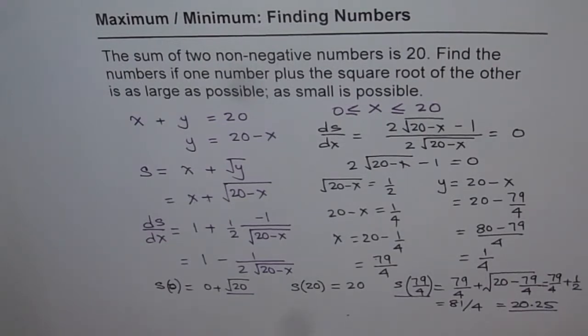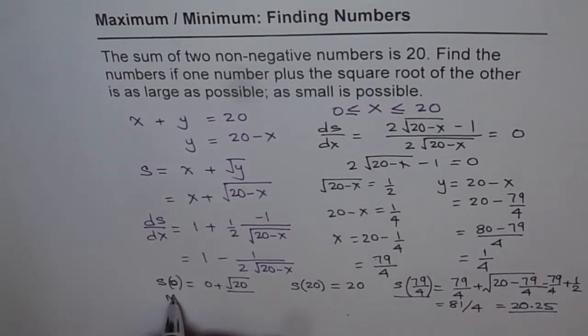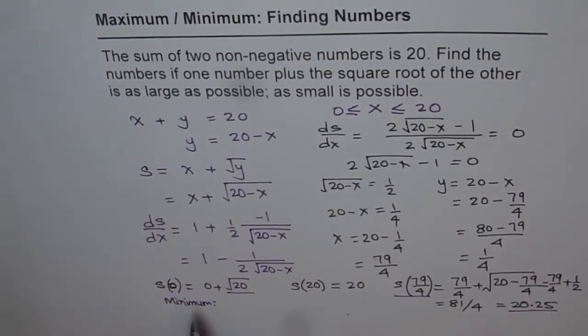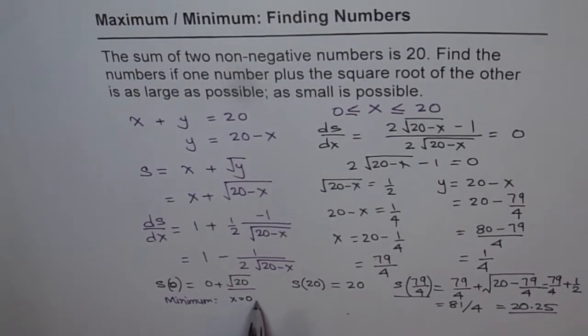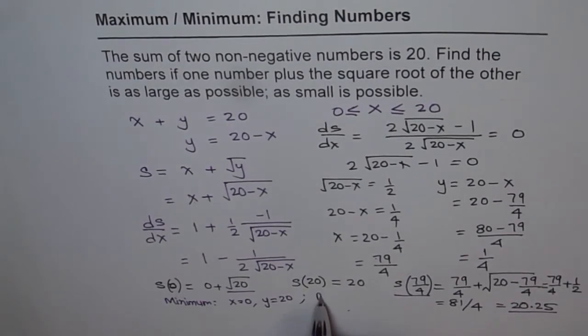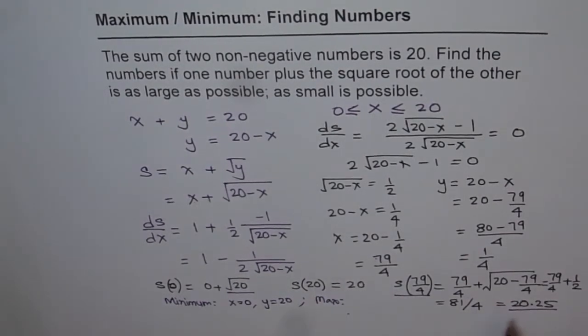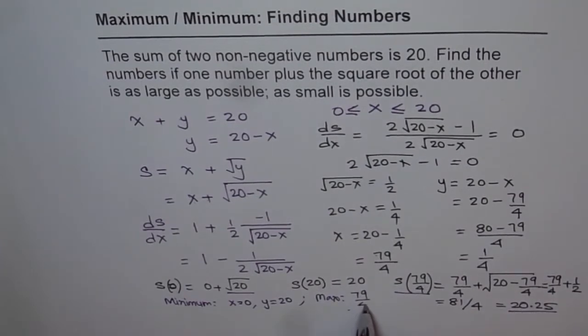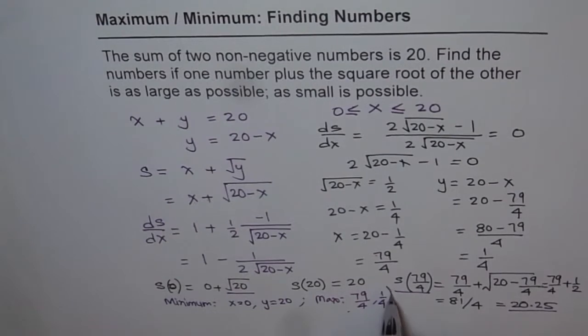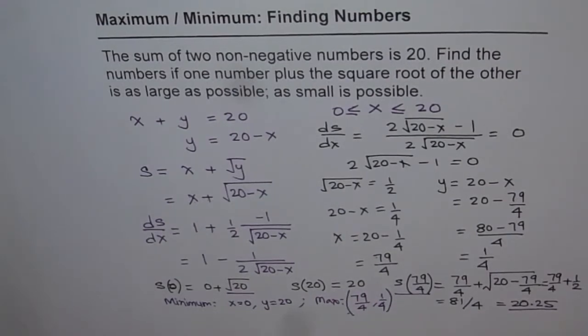So we have both the answers right there. So we can write in our answer that the minimum is when x equals 0 and y equals 20. And the maximum is when x equals 79 over 4 and y equals 1 over 4, right? So these values will give us the maximum.